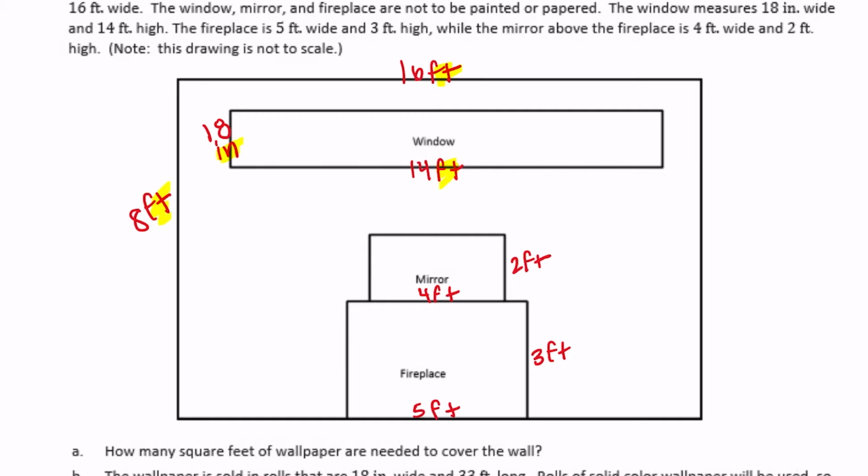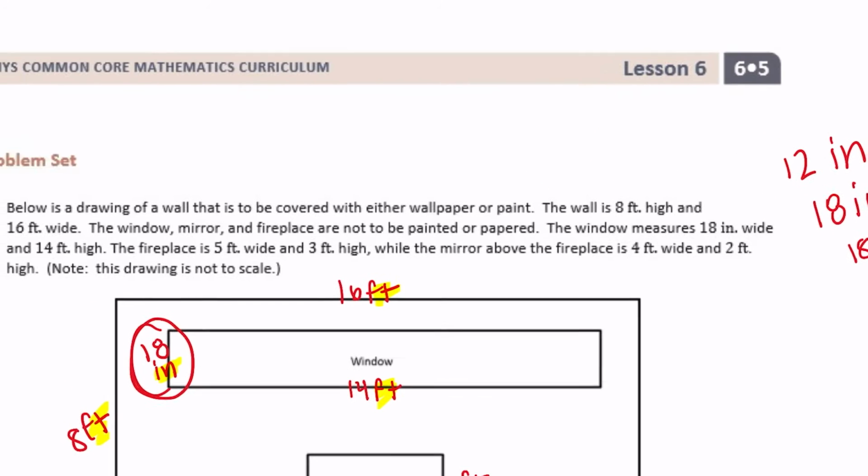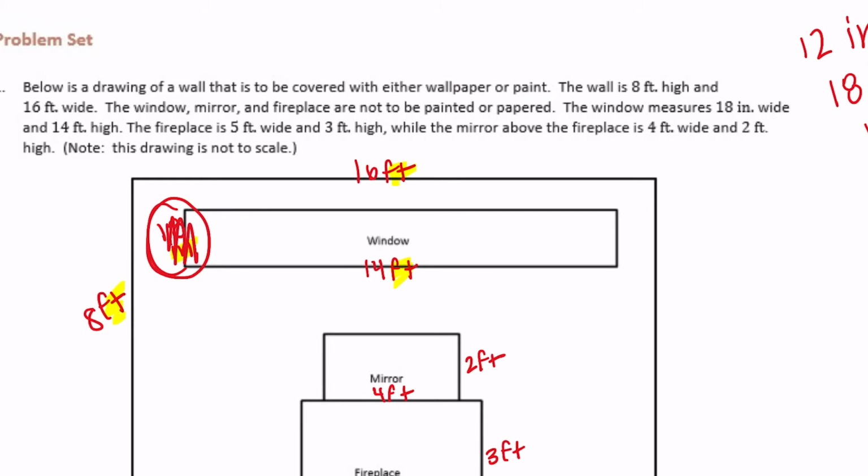Okay, so everything's in feet. I'm going to start by changing 18 inches into feet. So remember that 12 inches equals 1 foot. So if I do 18 inches divided by 12 inches in a foot, I get 1.5 feet. So I'm going to actually take this and change it into 1.5 feet. So now everything is in the same unit.